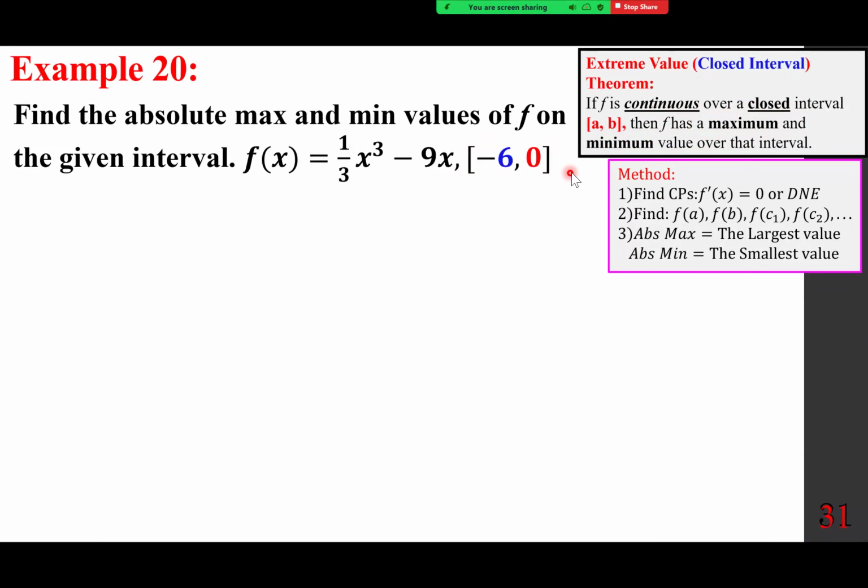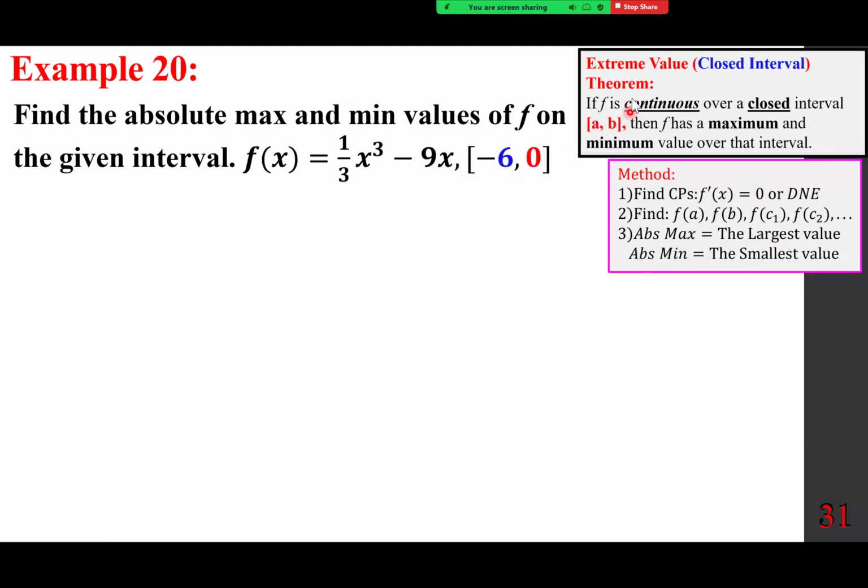In which case, the methodology is as follows. Method: find CPs, critical points. How do you find them? F prime is 0, F prime doesn't exist. Find f of a, f of b, f of c sub 1, f of c sub 2. In other words, evaluate the function at the end points and any critical points in between. Absolute max is the largest value, absolute min is the smallest value. So that's how you do that. That is the process.